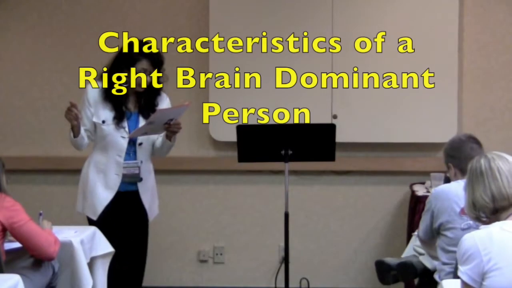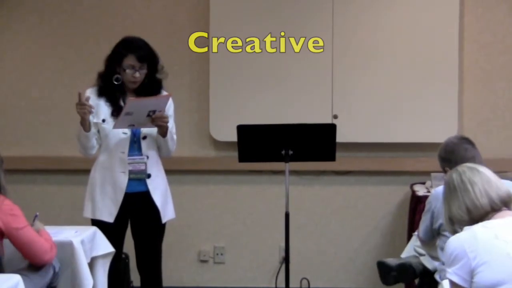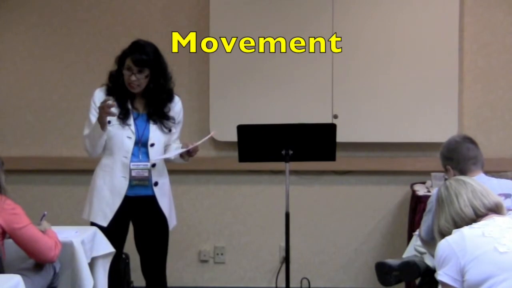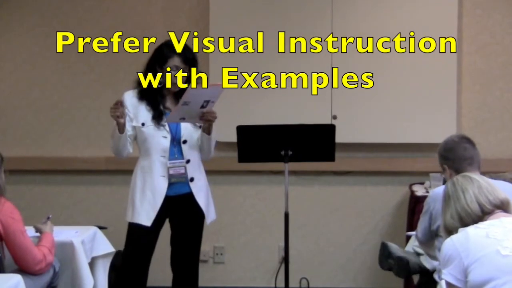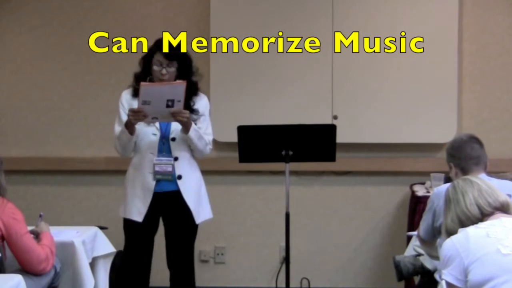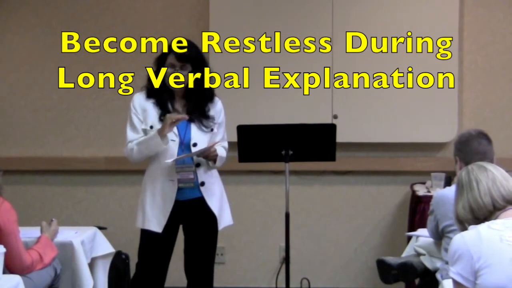I'm going to read the characteristics of a right brain dominant person: creative, art, singing, reads fantasy, poetry, movement. Here we go, big time movement. Sports. Prefer visual instruction with examples. Can memorize music. Become restless during long verbal explanation.